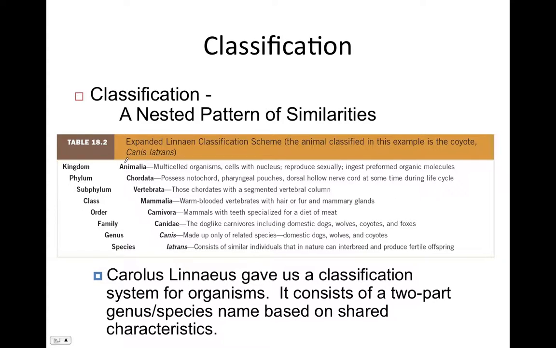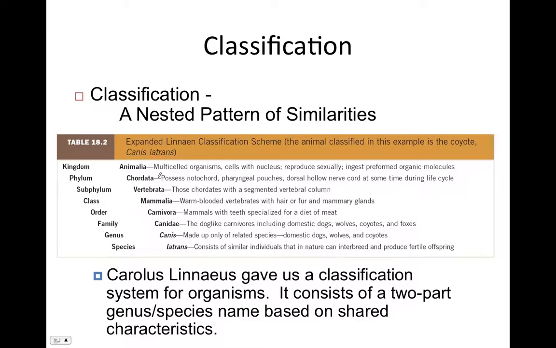If we start at kingdom, coyotes are in the kingdom Animalia. These are all multicellular organisms that have a nucleus within a cell, so eukaryotic cells. They reproduce sexually, and they ingest preformed organic molecules. Another word for food. Okay, they eat food. And so there's a large number of organisms that fall within that kingdom, right? Not just coyotes, but ourselves included, cats, whales, starfish, a lot of different organisms. So it's very broad.